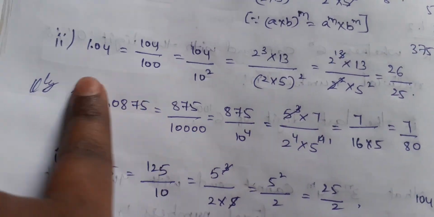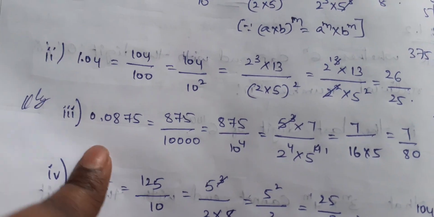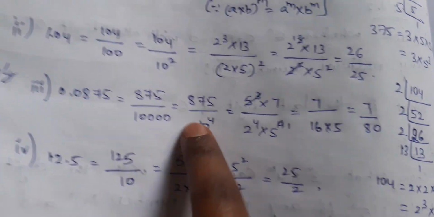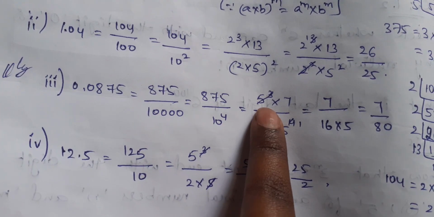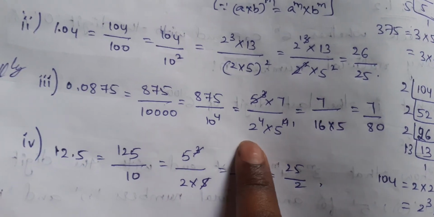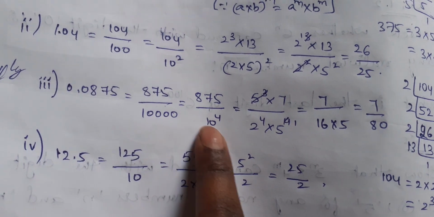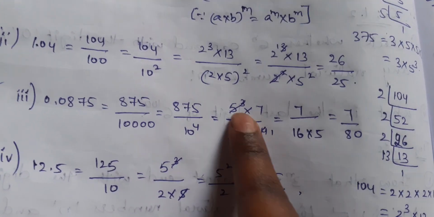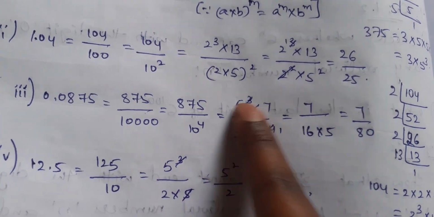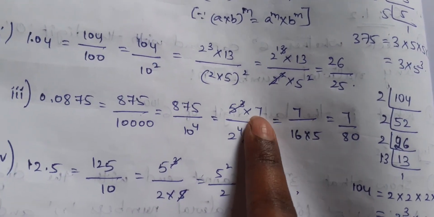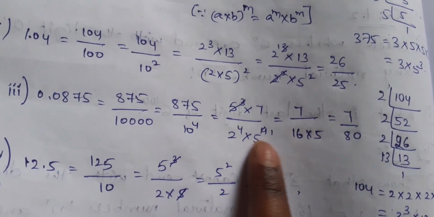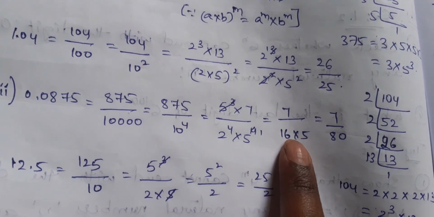Similarly, 0.875 also: 875 by 1000, which is 875 by 10 power 3. This 875 by prime factorization is 5 power 3 into 7 by 2 power 3 into 5 power 3, since 10 is 2 into 5. 5 power 3 cancels with 5 power 3. The remaining is 7 by 2 power 3, and 2 power 3 is 8, so 7 by 8.